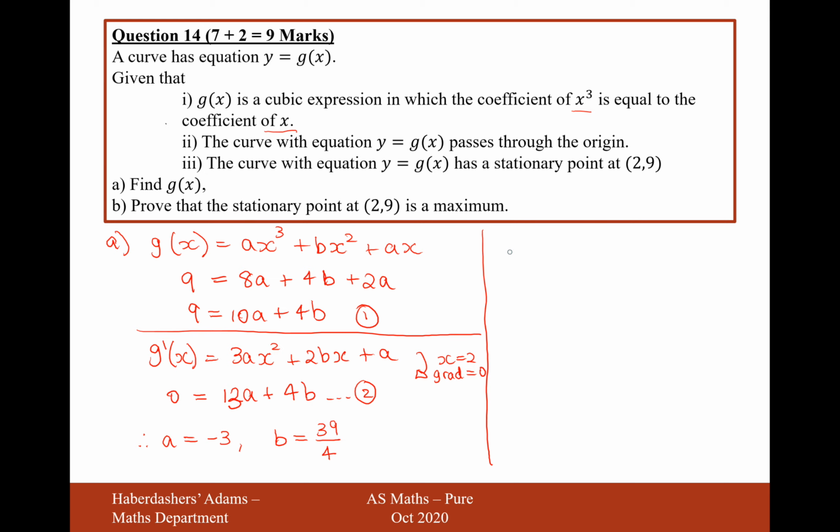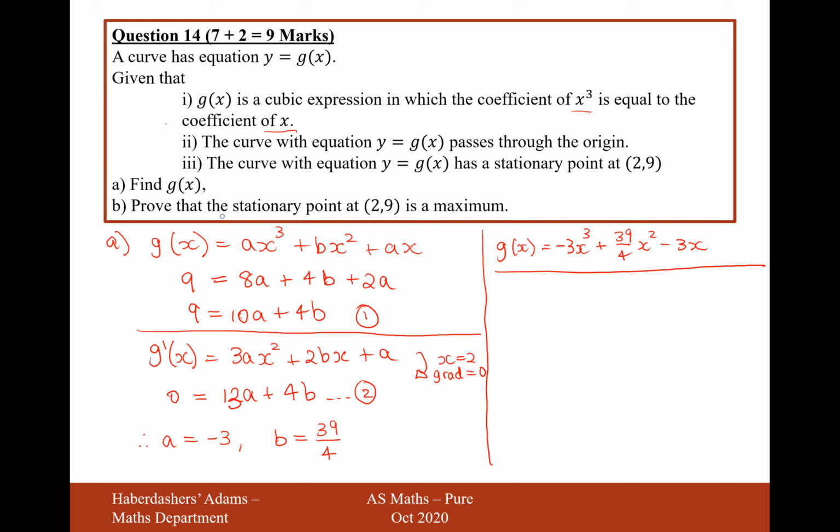So there we are, find g of x. g of x is equal to minus 3x cubed plus 39 over 4 x squared minus 3x. So there we are, that's the answer for part A. Now we move on to part B.